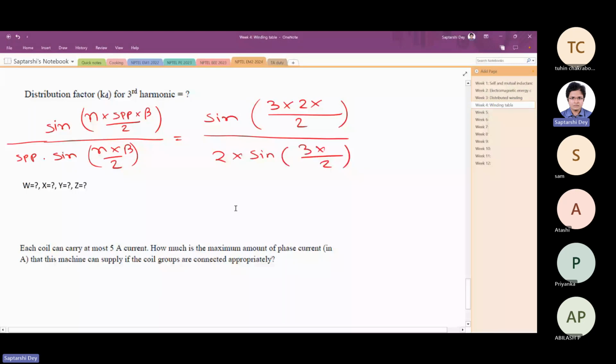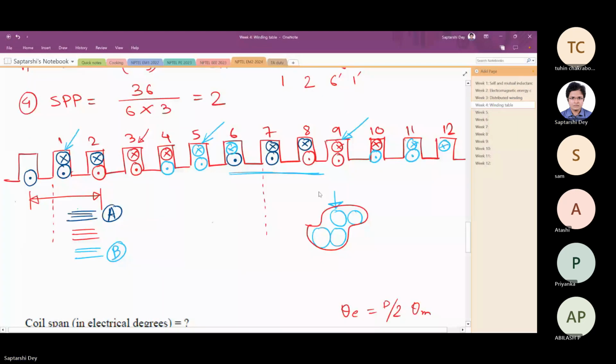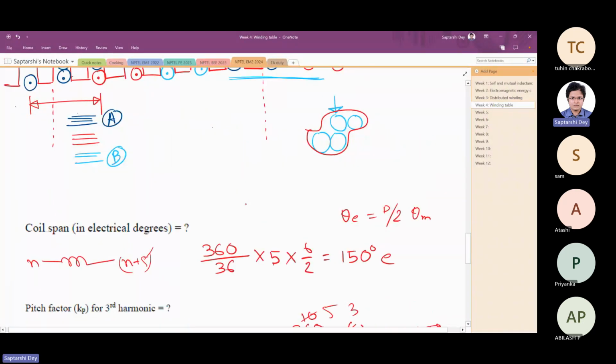Okay, what is beta? Beta, if you remember this diagram, why did this distribution factor appear? Because our EMFs do not get added up like this, rather they get added up like this. It should be all equal in length. And what we finally get is this. This angle is beta.